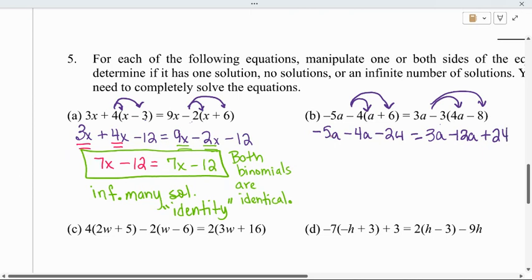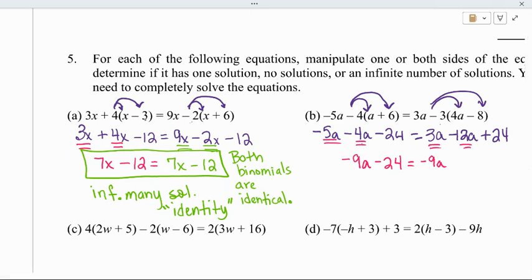All right, let's see. We can combine our a's on the left and our a's on the right. Negative 5 and negative 4 give me negative 9. So I have negative 9a minus 24. Yes, ma'am. Equals. What about the right side? Positive 3, negative 12 give me. When the signs are different, you subtract. 12 minus 3 is negative 9 plus 24. Yeah, you subtract and then you keep the sign of the bigger number. So 12 minus 3 is 9. Keep the sign of the bigger number, which is negative.